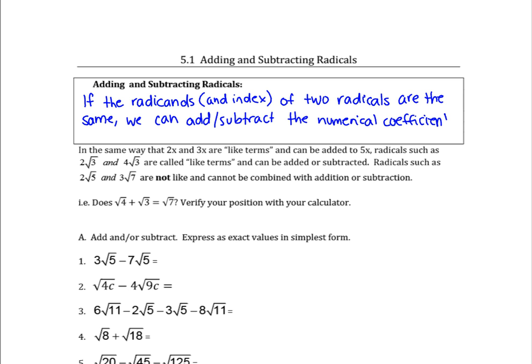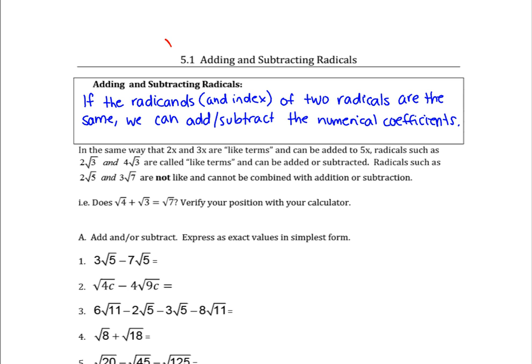A lot of math words in there. Not sure if that means anything to you right now. The radicands are the same. Give me two radicals where the radicands are the same. See? Can't do it. Okay. What is a radicand? The number inside the radical.